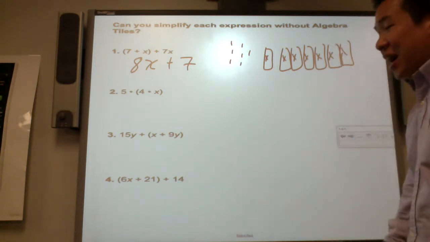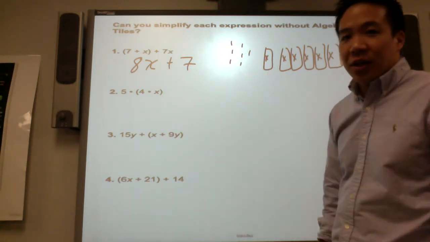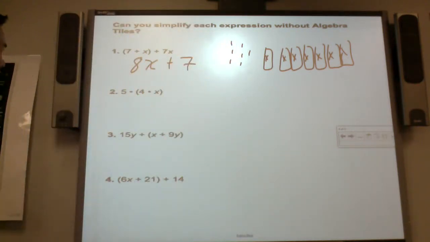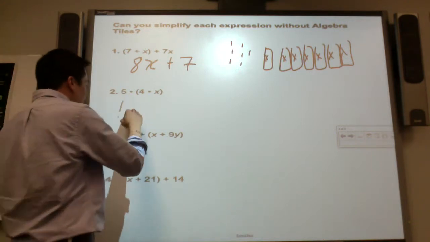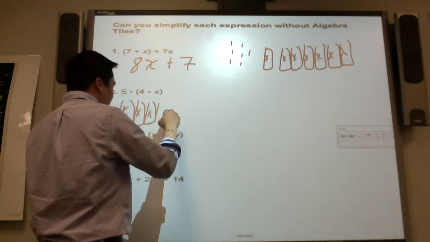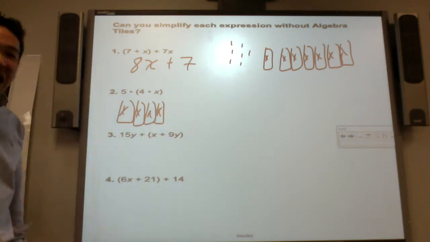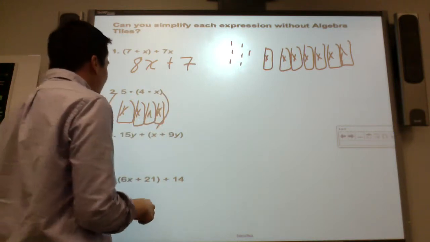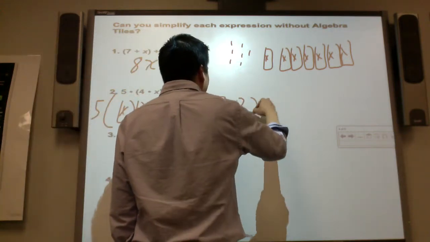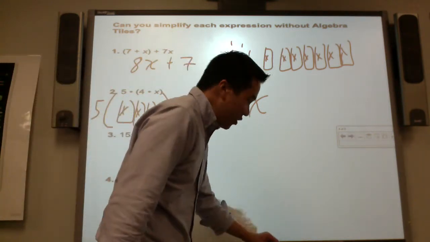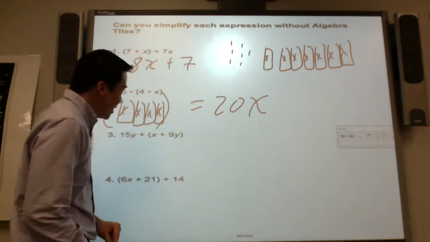How many x's do you have? 8 of them. Plus how many units? 7 ones. Next one. 5 groups of 4 times x. So we have 4 x's, and there's 5 groups of it. What would 5 groups of 4 x's be? 20 x's. Using the associative property, that's why we've been learning this property.